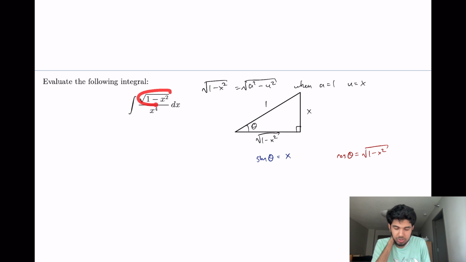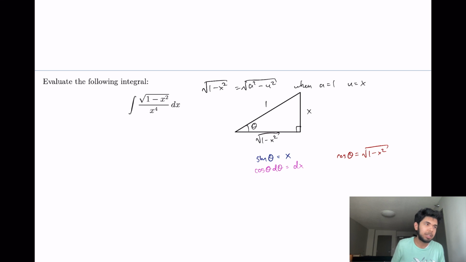Cool. So we can substitute this in. We know that's equal to cosine of theta. We can substitute for this because we know what x is equal to, so we just raise that to the 4th power. We still need to substitute dx, so for that we can take the derivative of both sides of this to get cosine of theta d theta equals dx. And now we're ready for some substitution.